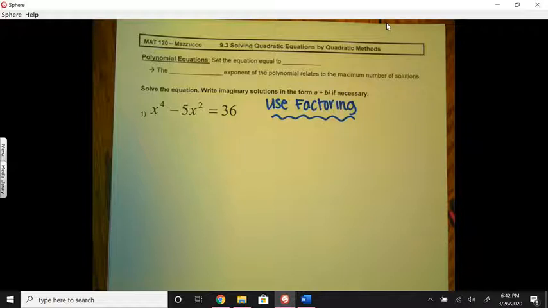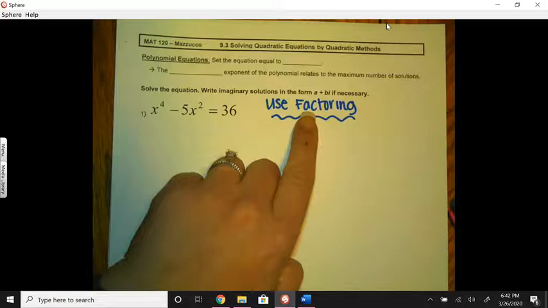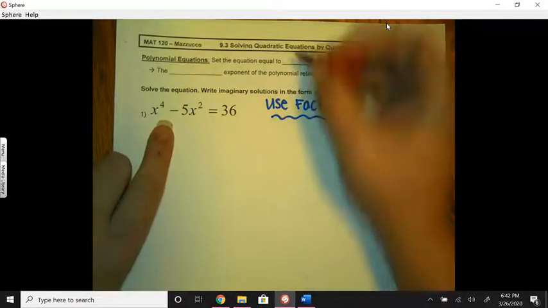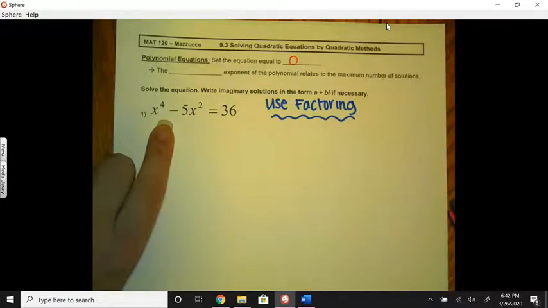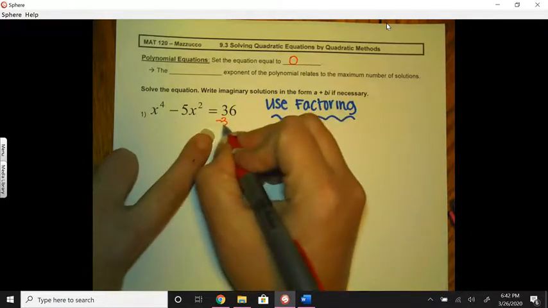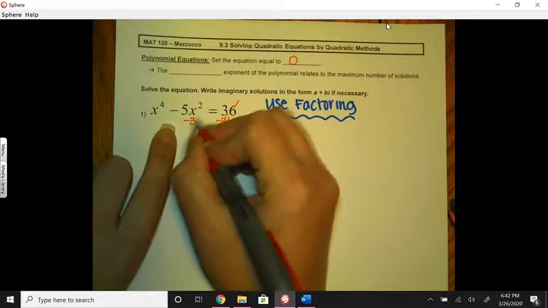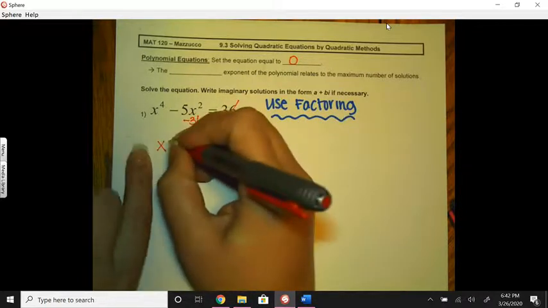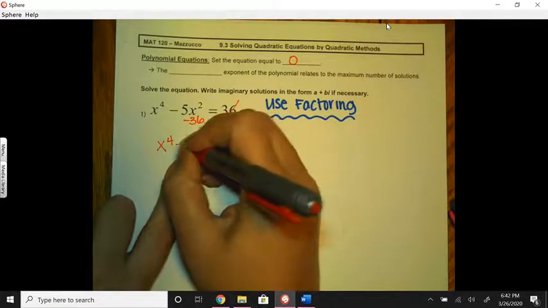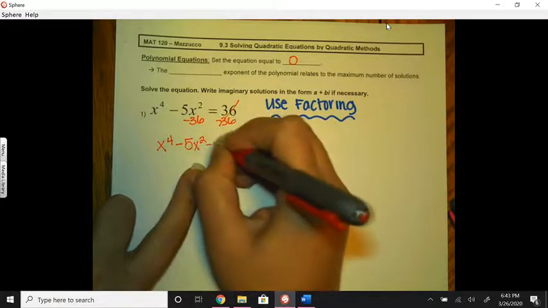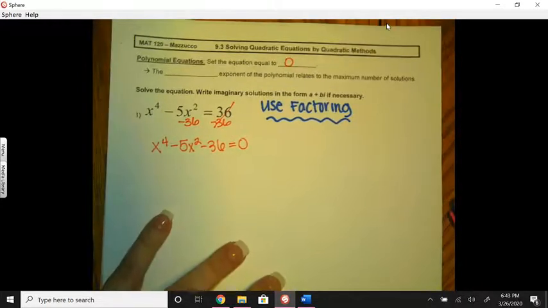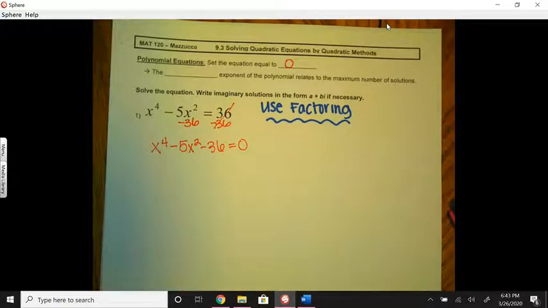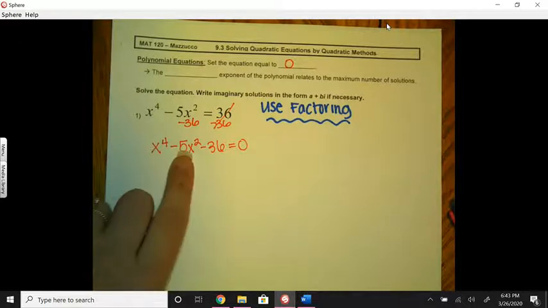First of all, if we think back to the beginning of this class, we learned how to factor, and to factor we need to set the equation equal to 0. And to use the quadratic formula we would need the equation equal to 0. So I'm going to go ahead and subtract 36 from both sides, or add negative 36. So I'm going to put a negative 36 on both sides. Okay, and so to factor, we have to see if there's a GCF. So there is no GCF.